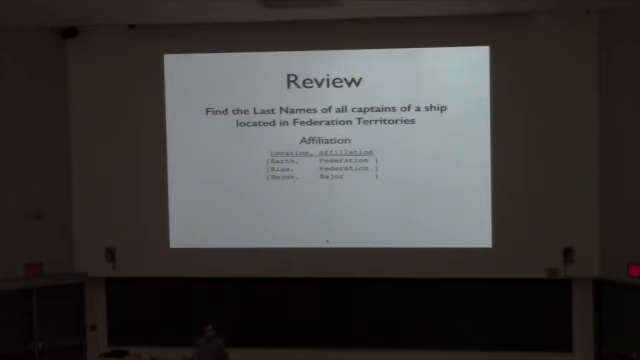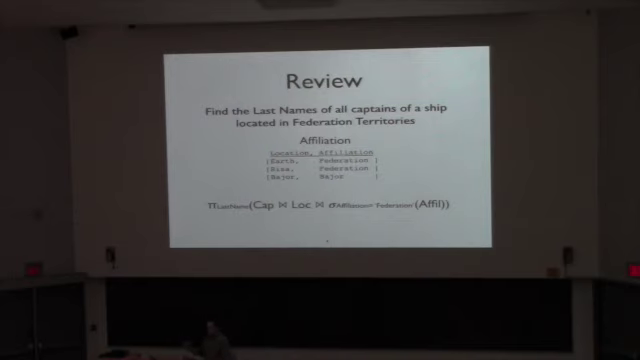Just to recap, let's say you had this particular piece of data, and you had a relation that stored all of your captains, as well as the location of their ships. One thing you might want to ask is, find me the last names of all captains on a ship currently located somewhere in the Federation. We can express that as a query, and we can express that query in terms of various relational algebra expressions. We have a relation representing all of our captains. We have a relation representing the location of their respective ships. And then we have another relation that gives us the affiliation of every planet that we have.